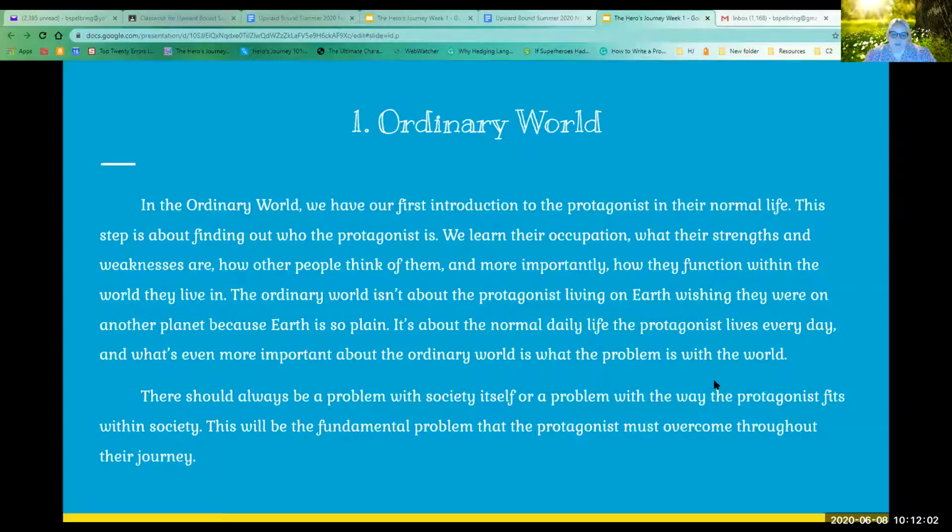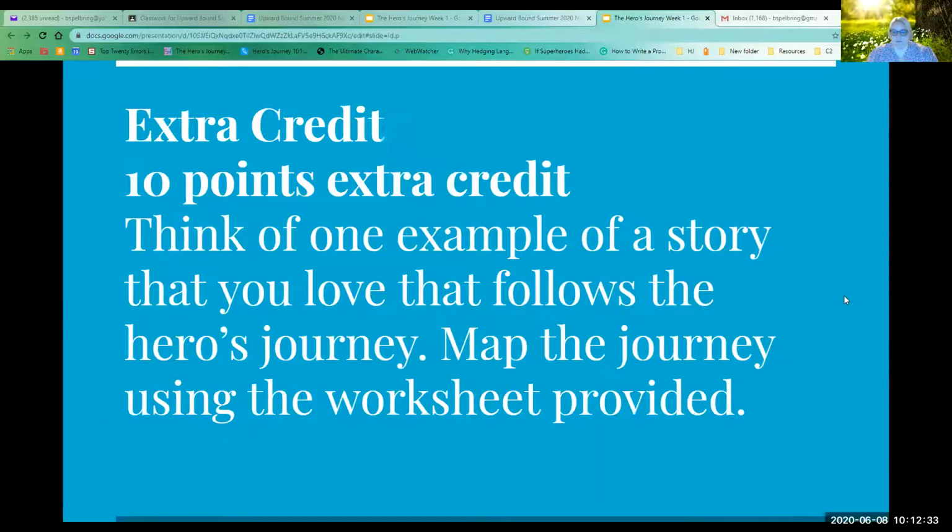The ordinary world isn't about the protagonist living on Earth wishing they were on another planet because Earth is so plain. It has to be about the normal daily life the protagonist lives every day. And what's even more important about the ordinary world is what the problem is with the world. There should always be a problem with society itself or a problem with the way the protagonist fits within society. If they're an anti-hero, that's probably going to be a given. This will be the fundamental problem that the protagonist must overcome throughout the journey.